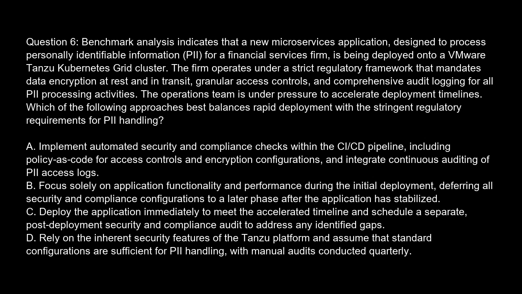Option A. Implement automated security and compliance checks within the CI/CD pipeline, including policy as code for access controls and encryption configurations, and integrate continuous auditing of PII access logs. Option B. Focus solely on application functionality and performance during the initial deployment, deferring all security and compliance configurations to a later phase after the application is stabilized.